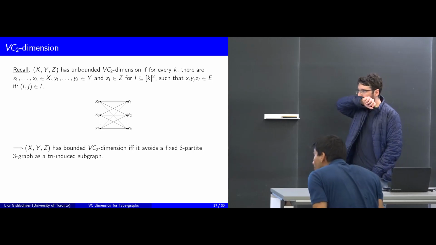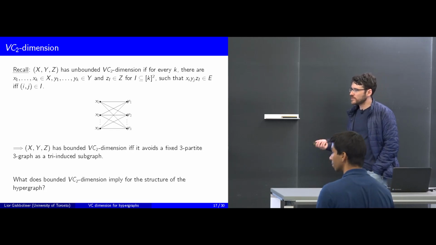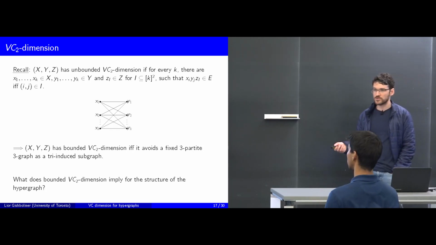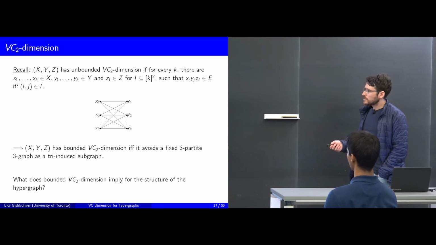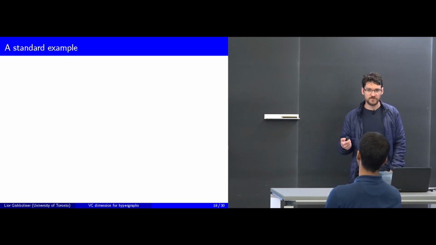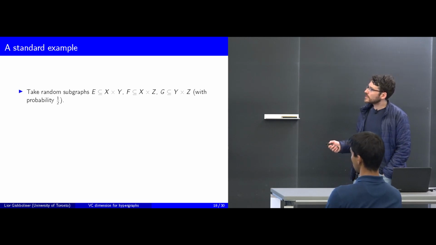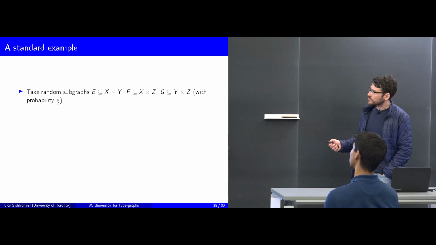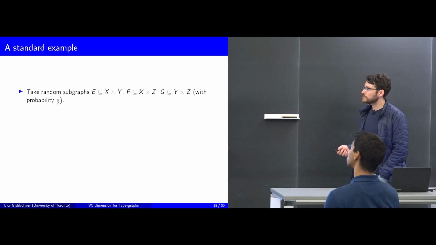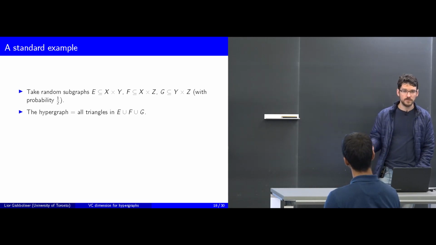Okay. So now the natural question is, if we assume that this is bounded, what can we say about the structure of the hypergraph? Okay. So now there's a standard example that shows you that hypergraphs do not behave like you expect. So here's the example. We will take a random graph between x and y, a random graph f between x and z, and a random graph g between y and z. Let's say with probability 1/2, but it doesn't really matter. And our hypergraph will be the set of all triangles in these random graphs.